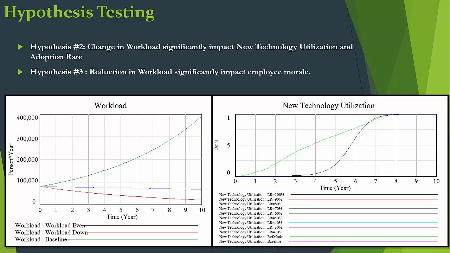What you can see is that this actually also doesn't really have a huge impact on the technology utilization, but it does have a pretty big impact on job performance pressures and also on attrition. And then attrition actually ends up having a pretty decent impact on the adoption rate and then on the new technology utilization.